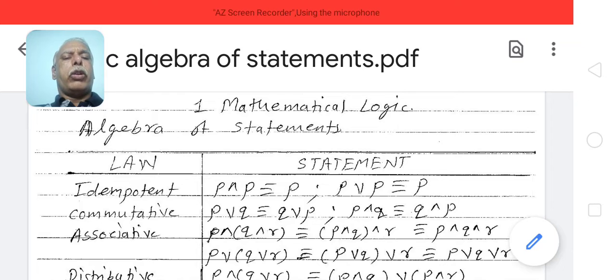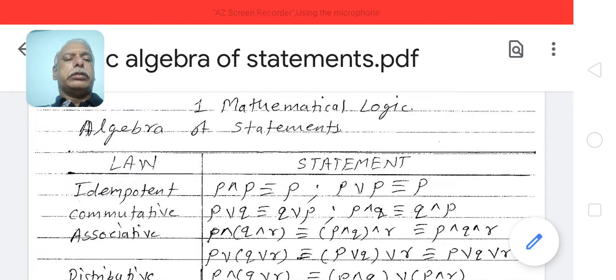Now, what are the laws? Here are a few laws. First, the idempotent law. What is this law? P and P is equivalent to P. P or P is also equivalent to P. How is this possible? Okay, first concentrate on the first part: P and P is equivalent to P.